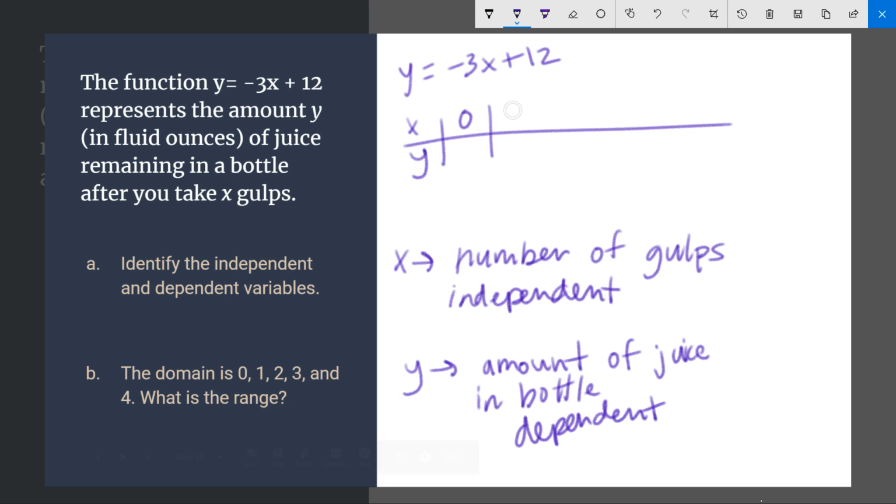So our domain values for x are 0, 1, 2, 3, and 4. If we plug in 0, we're going to get 12. If we plug in a 1, we're going to get 9. Plug in a 2, we're going to get 6. Plug in a 3, we're going to get 3. Plug in a 4, we're going to get 0. Okay? So these y values I have in the table would be the range values.